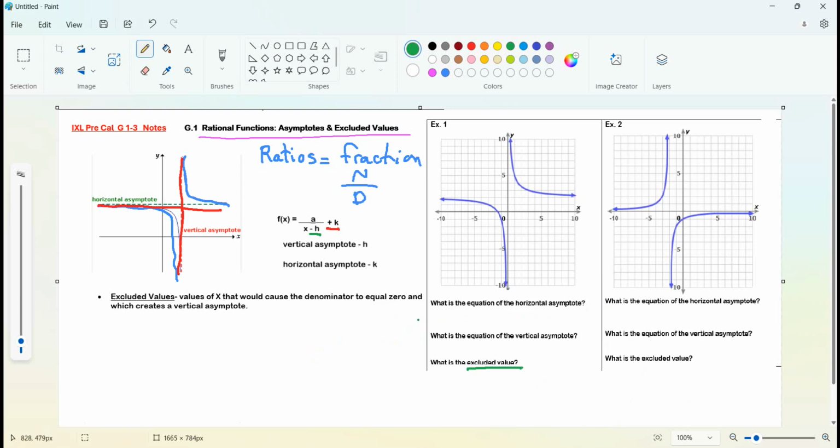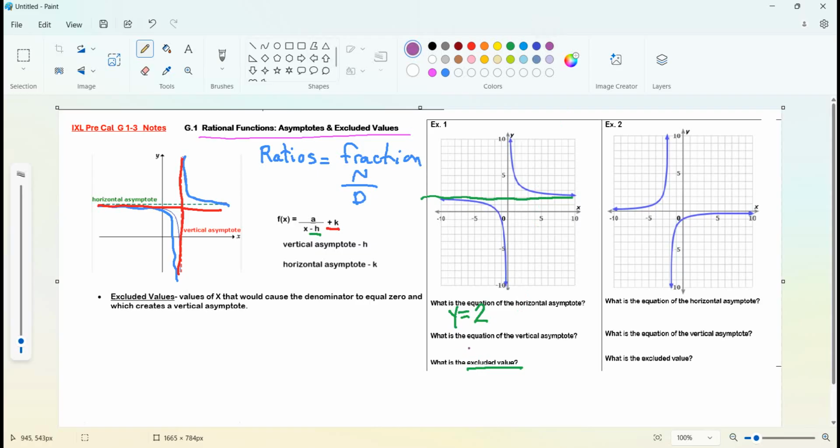All right, so the first example we're going to look at is this graph, and it will ask you what is the equation of the horizontal asymptote. So horizontal is going to be the y value. So you look at your graph and you're going to see where is the graph not showing up horizontally, and then you just find that value, and it's right at 2. So where y equals 2, the graph does not show up. That's your horizontal asymptote.